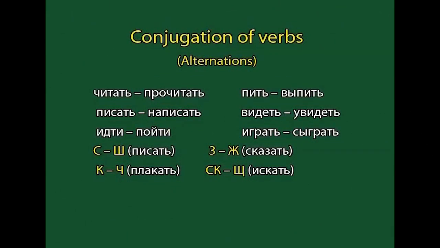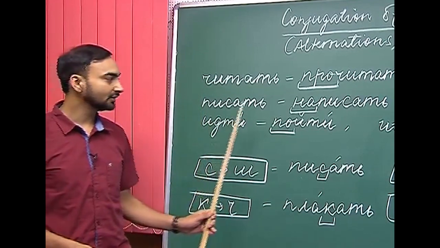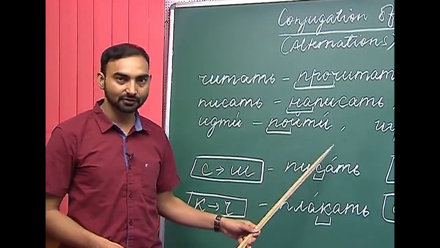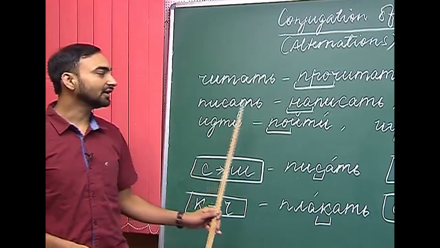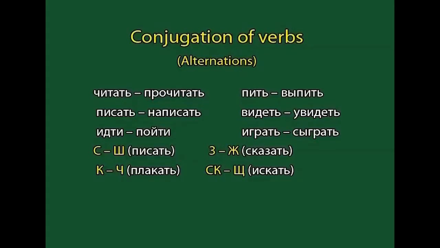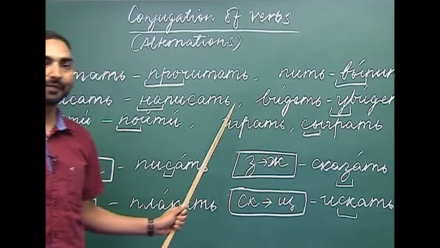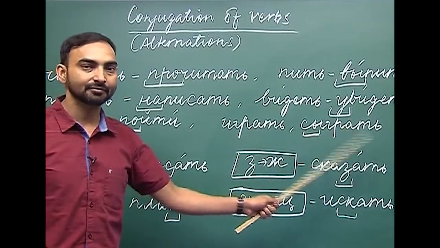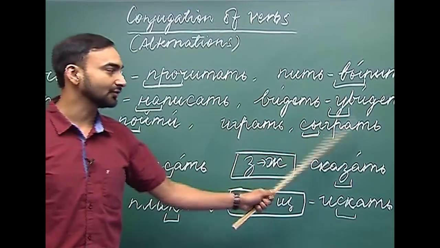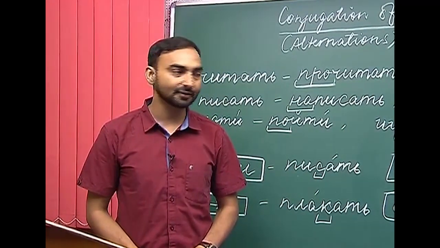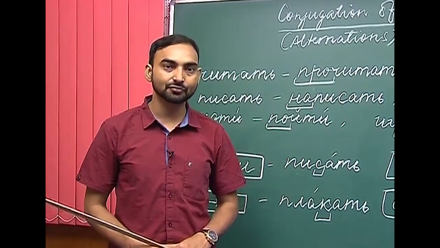Ichi, ya idu, ya paidu, ti idiosh, ti paidiosh, onana idiot, onana paidiot, ani idut, ani paidut. Igrat, ya igrayu, ya sigrayu, onana igrayet, onana sigrayet, mi igrayem, mi sigrayem, ani igrayut, ani sigrayut. So, this is how we conjugate the perfective aspect of verbs which are formed by adding prefixes to the imperfective aspect.